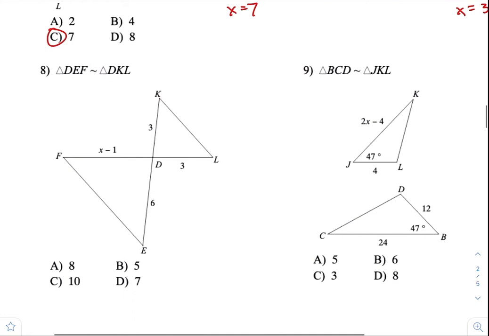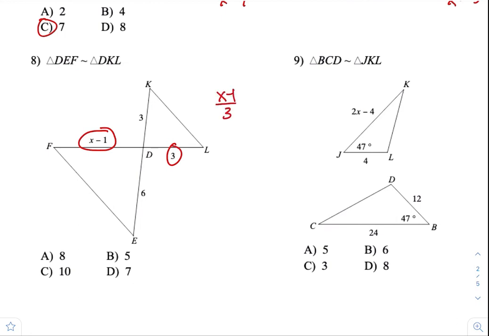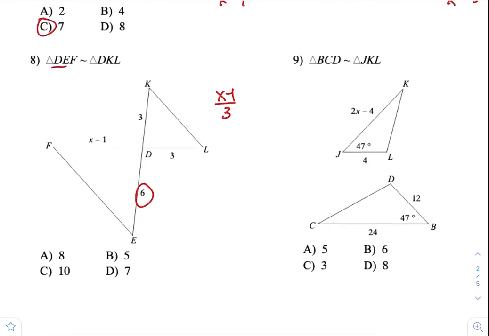Alright, number 8. Remember, if they give you the similarity statement, then you should just use the similarity statement to help you. I'm going to go from this triangle to that one. FD would be proportional to LD. Here's LD, so x minus 1 over 3. Now we have DE, and that's also going to be proportional to DK, which is 3. So DE, which is 6, over DK, which is 3.